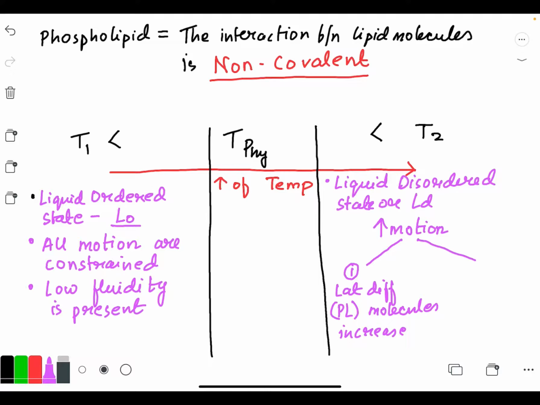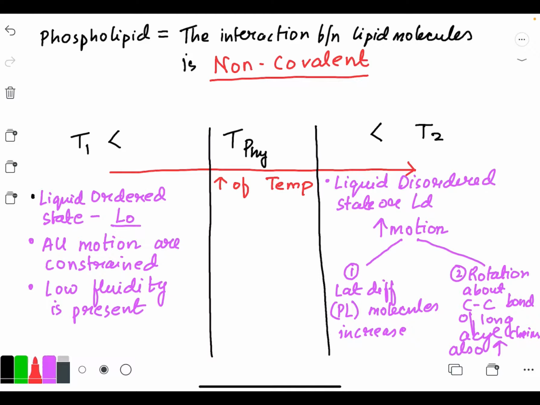And further, the second reason is rotation about the carbon-carbon bond of long acyl chains, the hydrophobic part, right? Long acyl chains also increases. Therefore, in liquid disordered state, the fluidity increases, and in liquid ordered state, the fluidity decreases.